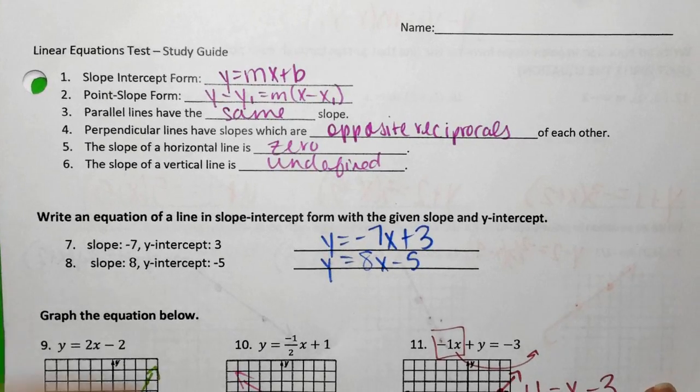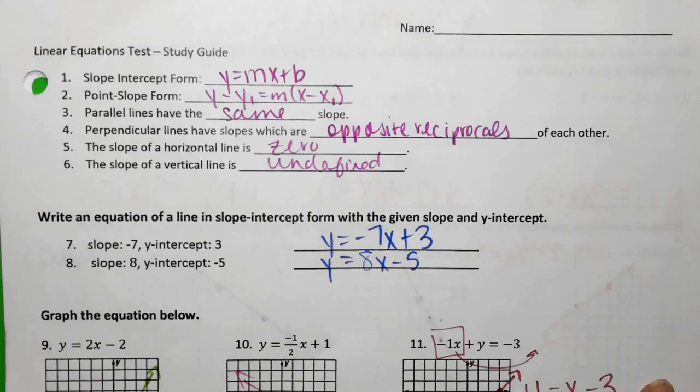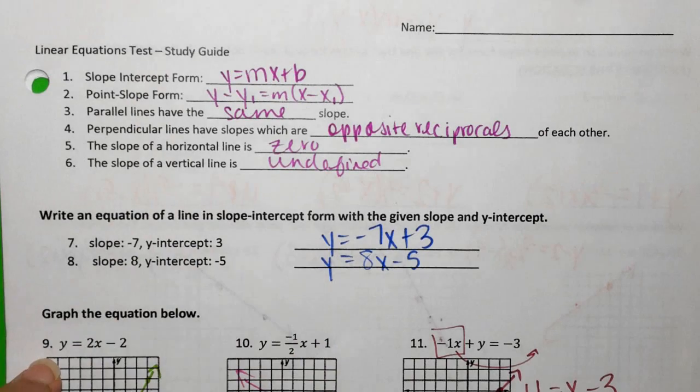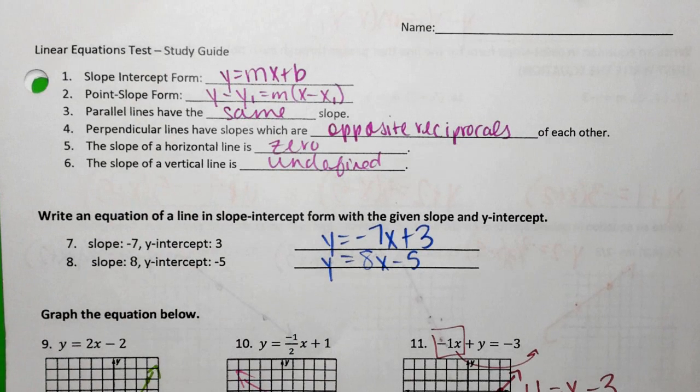I'm going to move it. Alright, so you need to correct your answers against mine. Slope-intercept form is y equals mx plus b. Point slope form is y minus y1 equals m times (x minus x1).